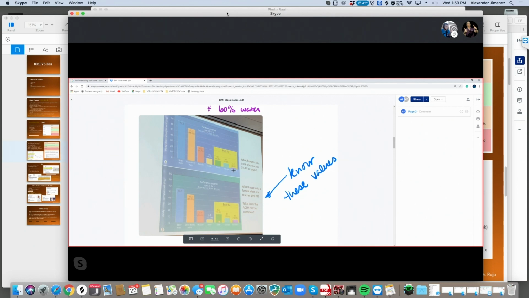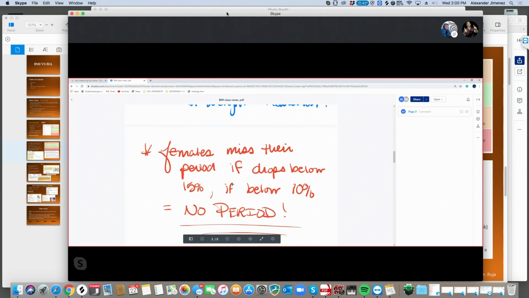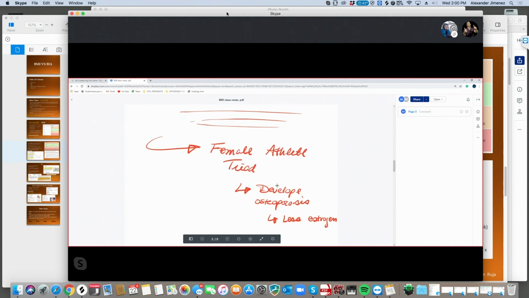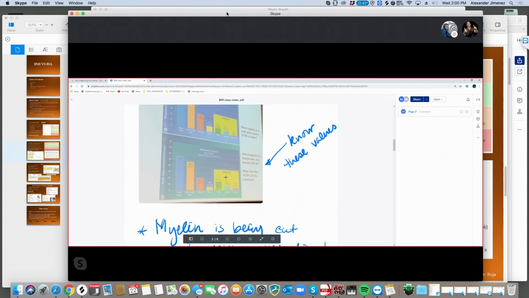For males, you always want to stay above 3% body fat. Anything below that becomes detrimental and your body starts to break down. But for females, once they start dropping below 15%, they will actually miss their period. If a female athlete or a triathlete does this, there have been cases where female athletes develop osteoporosis just because they produce less estrogen, only because they drop below that 15% body fat.